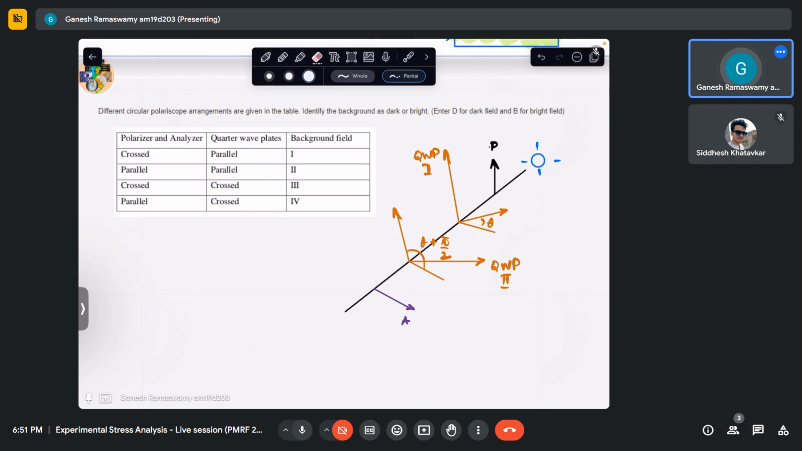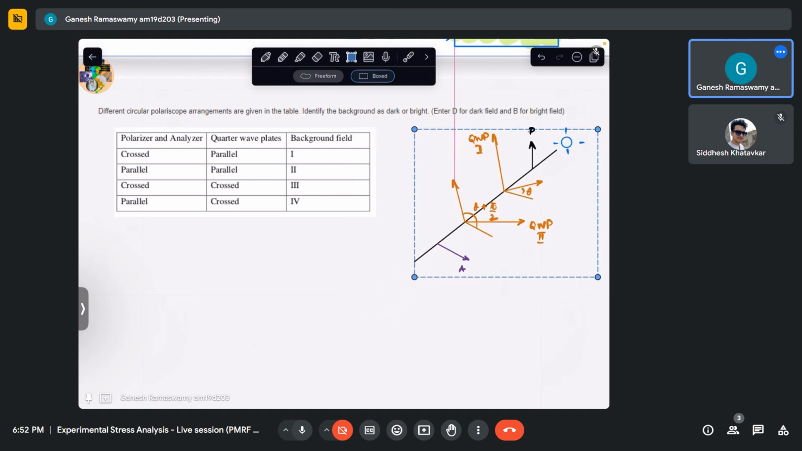What we have been asked is if we follow these specific combinations of quarter wave plates being parallel and the polarizer being crossed, how to go about identifying whether this will be a bright field or dark field. One obvious way to do it is to conduct an experiment and find it out. But we would rather go to Jones calculus and easily we can find this out.